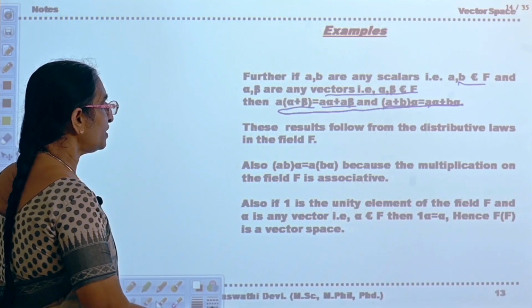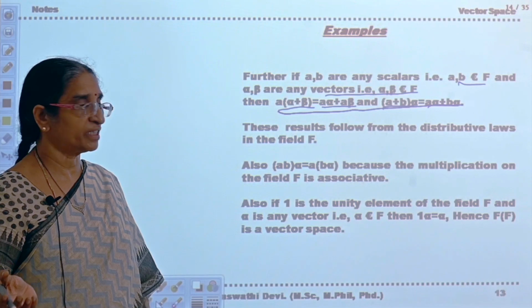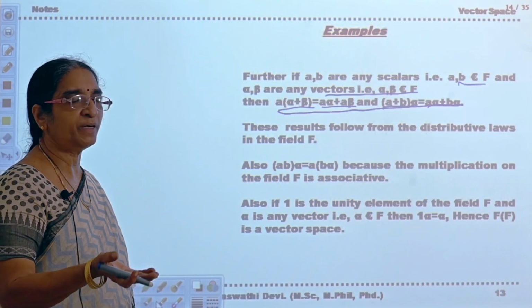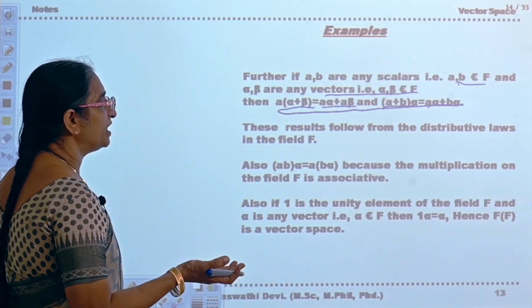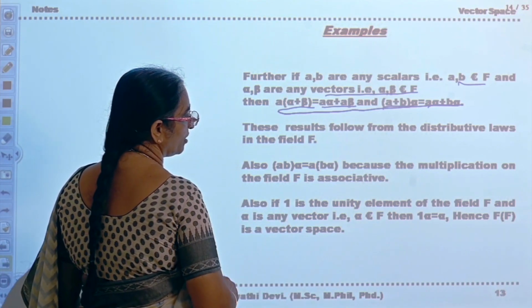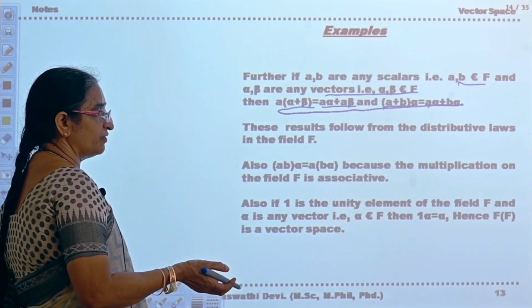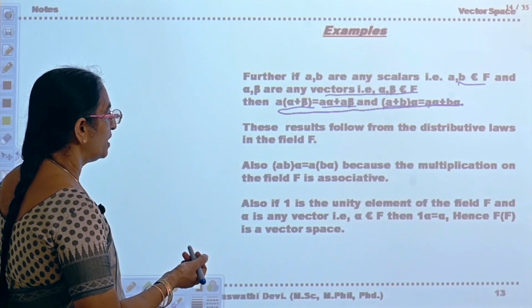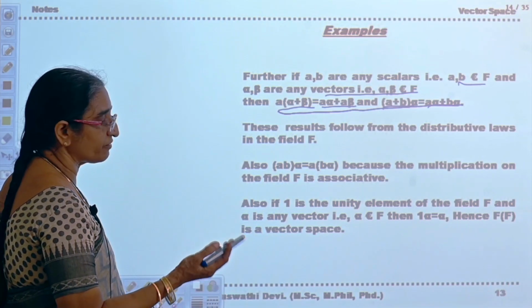Next, (ab) alpha is equal to a into (b alpha). Because a, b, alpha, the three are elements of F, therefore multiplicative associativity is satisfied. You can write like this. Then 1 is the unity element of F and alpha belongs to F. 1 into alpha is equal to alpha. Hence, F over F is a vector space.